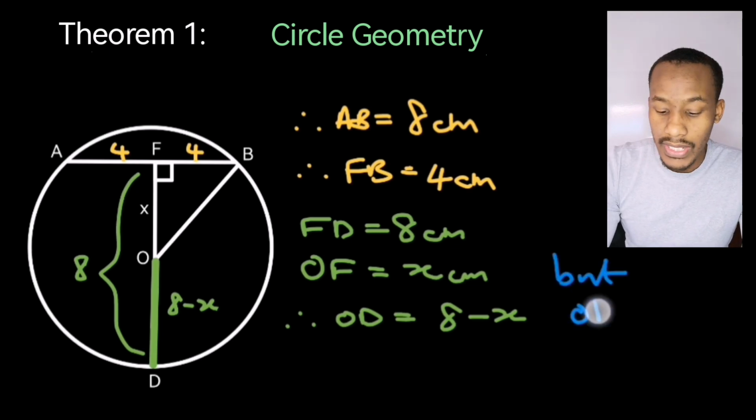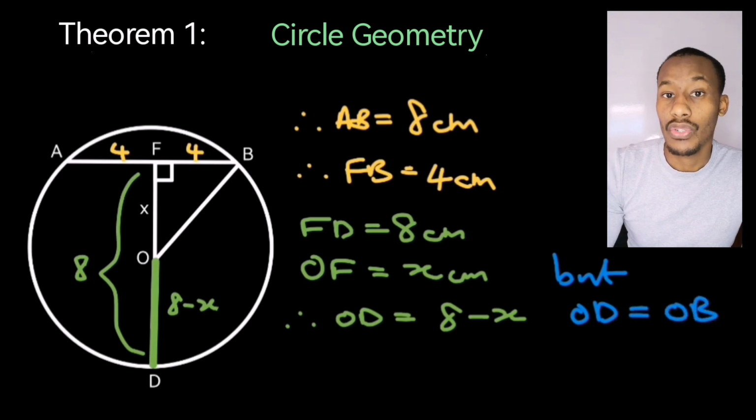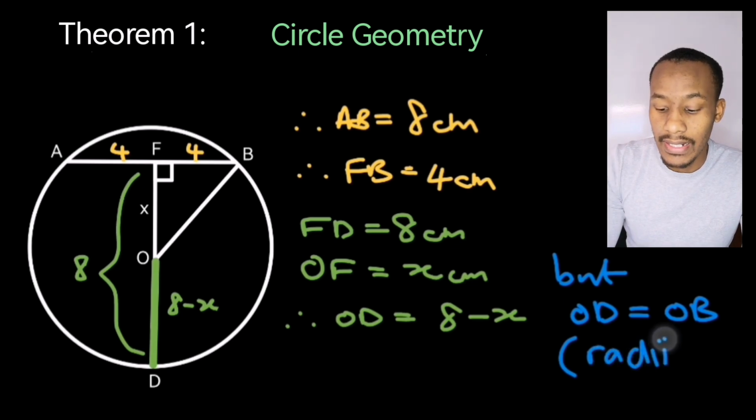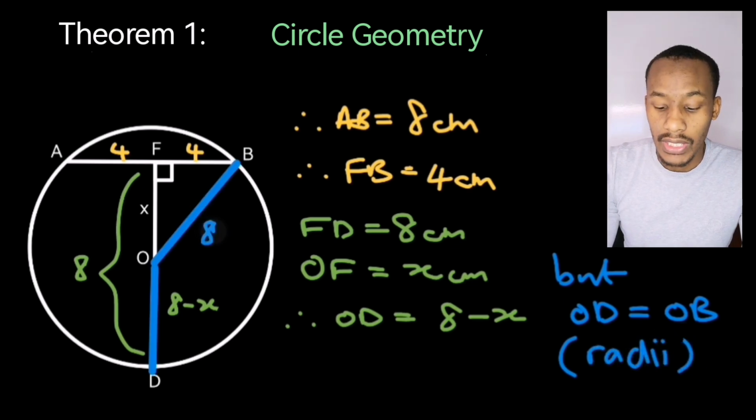Now the line OD is a radius. So it's equal to OB, which is also a radius. And since we have two, we can refer to them as radii. So that makes OB also 8 minus X centimeters.